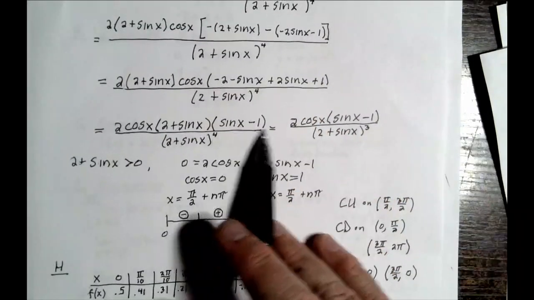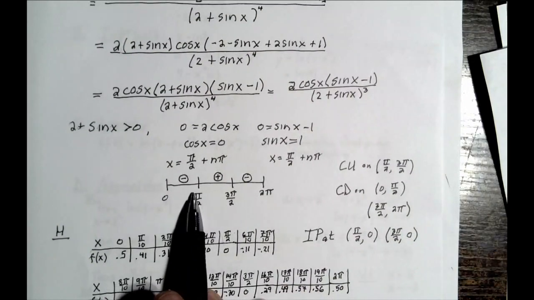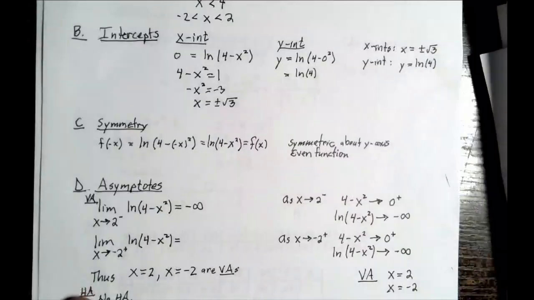Take the second derivative and simplify it down, and you get your critical values here. And so now you know it's concave down, concave up, concave down, and you got your inflection points.